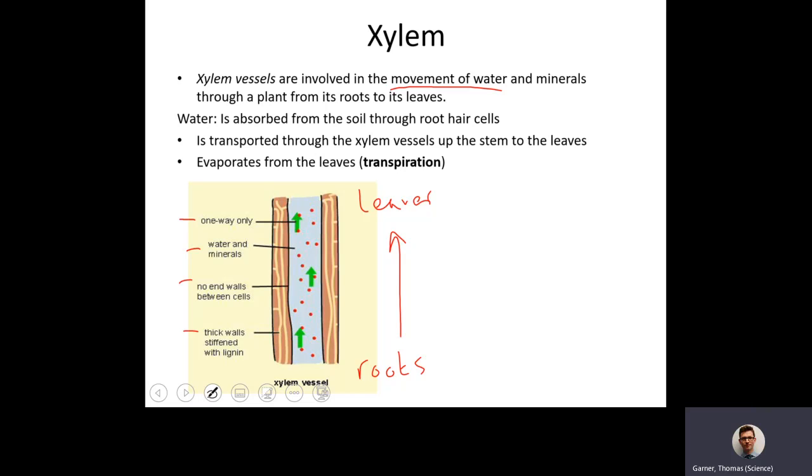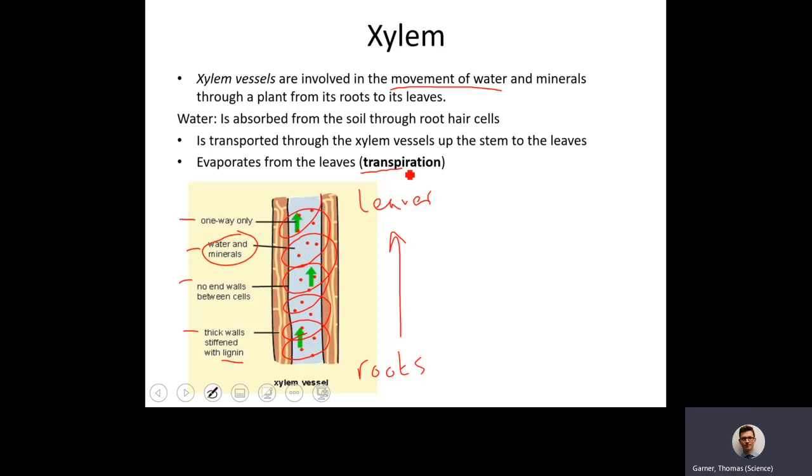Okay. We already know that it transports water and minerals. What we don't know is this is actually one big tube, like a long straw, that has no ends between the cells. All the cells sort of merge into one straw-like transport system. Okay, and these cells are very, very thick. They're made of something called lignin. Okay, and that works like a spiral. If you imagine all the cells are in a spiral form, all the way up a bit like a straw, so that the water can move up.